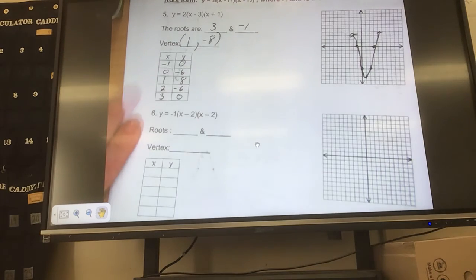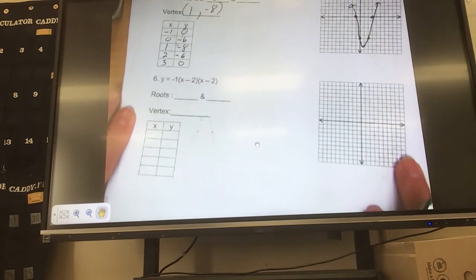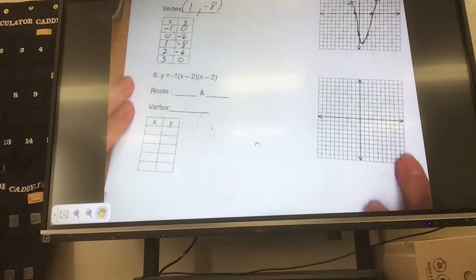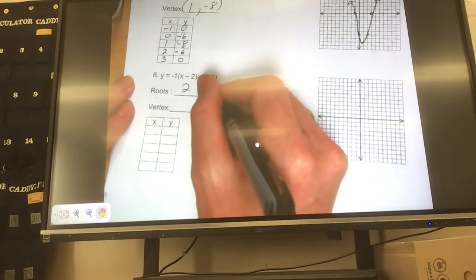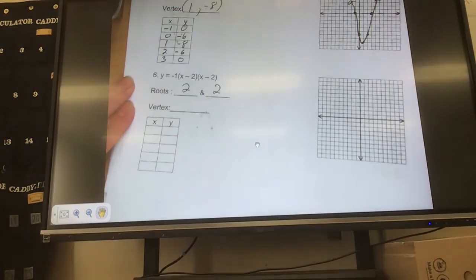Okay? And last, what are my roots? Positive 2 and positive 2. What that means is that's called a double root. That means it just goes down, hits the x-axis, and goes right back up. Obviously, we can't cross 2 twice. It just touches it, goes up. Is this going to open up or open down? Down, because it's a negative out front.